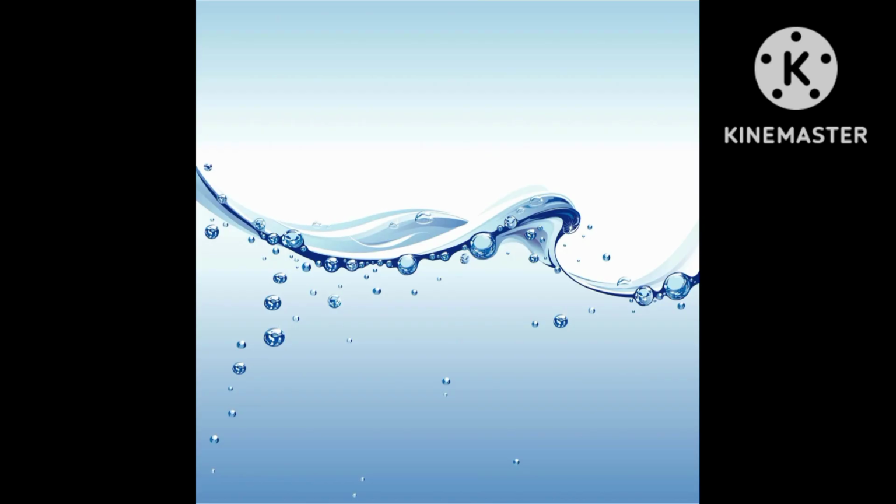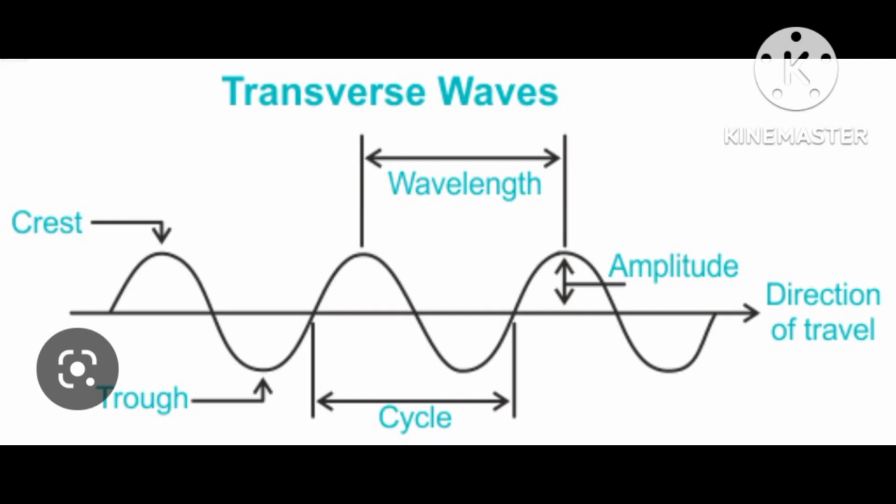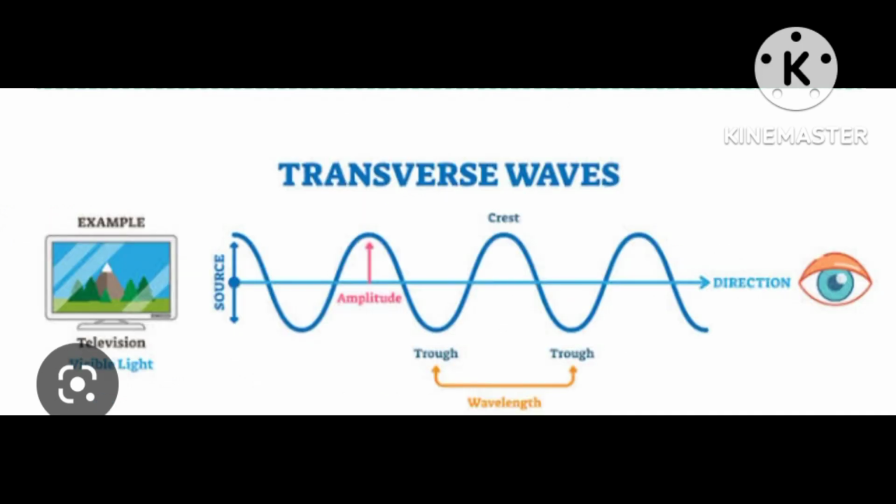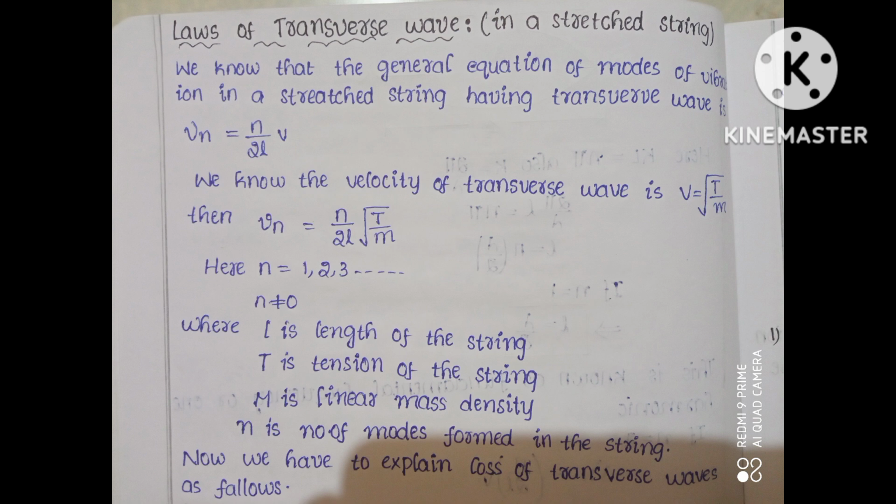Here let me show how a transverse wave is formed in water. This is the transverse wave diagram, here is the example. From the source, in the direction through the wavelength, the transverse wave is formed. Now let's see the laws of transverse waves in a stretched string.